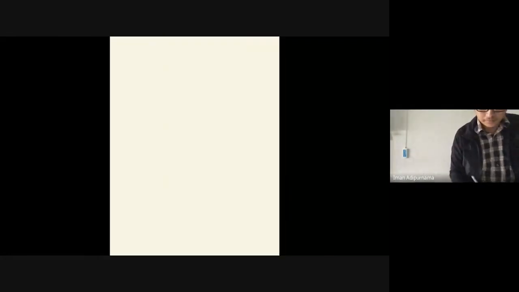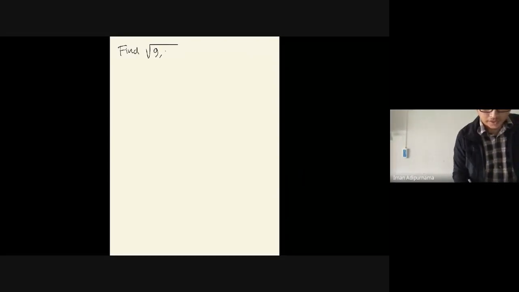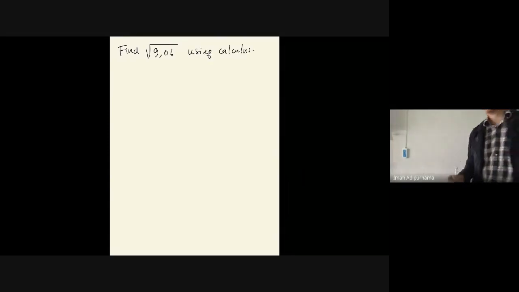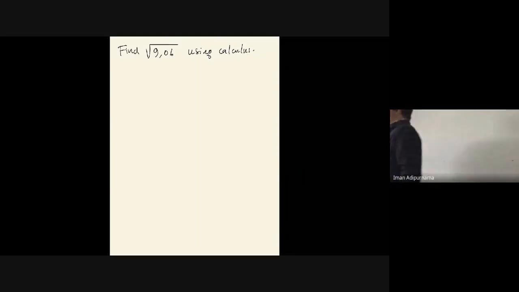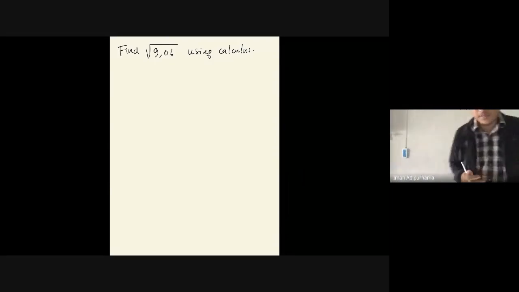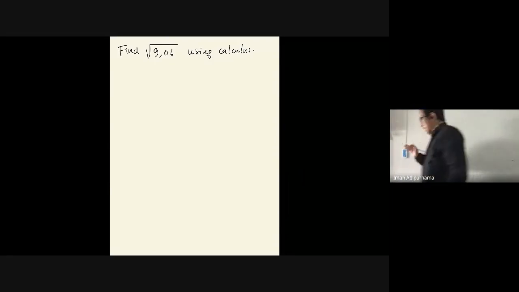Okay, the question is to find the square root of 9.06 using calculus, not a calculator. So we need to find the square root of 9.06 using calculus. So how do we solve this?